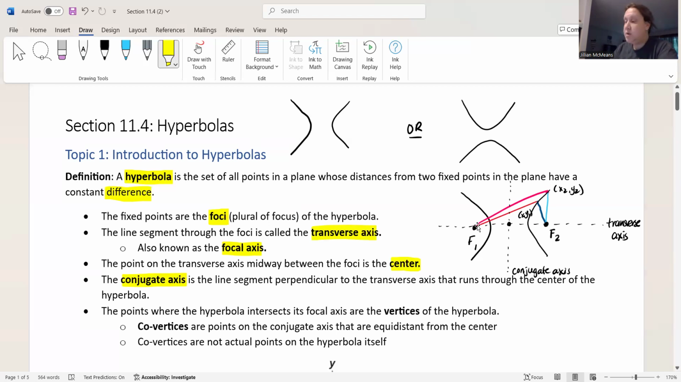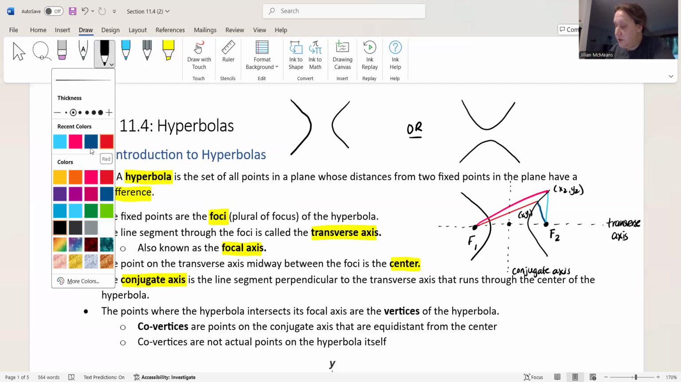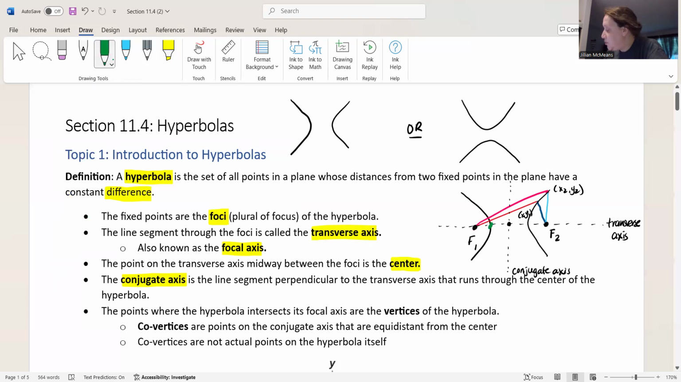We also are going to have vertices. Remember when we were dealing with an ellipse, we also had vertices there. Let's use green for the vertices. The vertices are going to be the points where the hyperbola intersects the transverse axis. These are the points where the hyperbola intersects the focal axis, or the transverse axis.